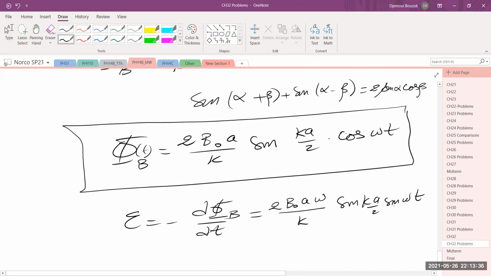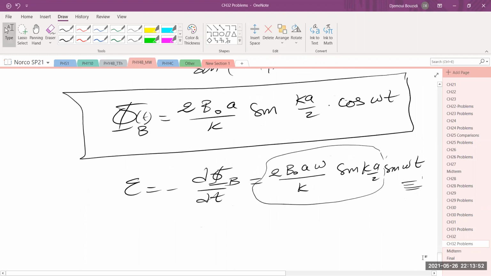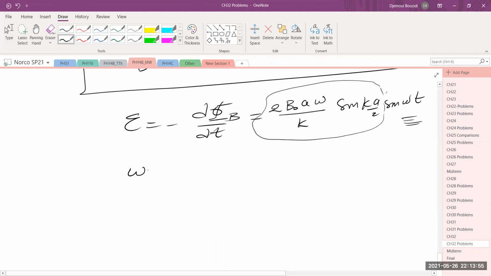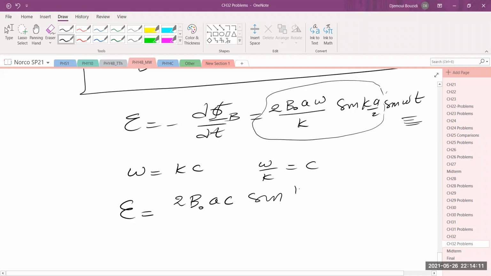So this is the EMF. This is an oscillating circuit now. So this is the EMF that I have in that circuit, okay? This is the amplitude of the EMF. This is actually the whole amplitude of the EMF. And this is the time varying part of it, okay? And now remember that omega is equal to KV, or omega is equal to KC. So this ratio omega over K is actually the speed of light. So I can write this EMF as simply equal to 2 B naught AC times the sine of Ka over 2 times sine of omega t.